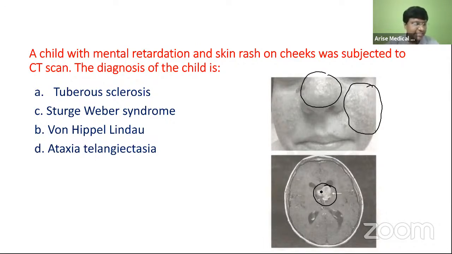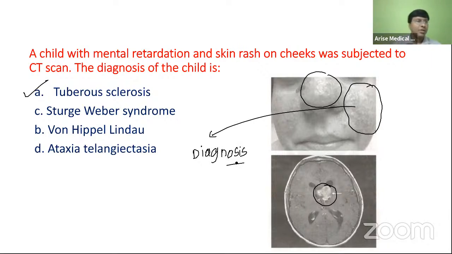Okay, so Sessi Murugan has answered it. Very good, Sessi Murugan. The answer is tuberous sclerosis. But can anyone identify what this image is? What is there over the face? What is that lesion called? So this particular lesion over the face is called adenoma sebaceum.